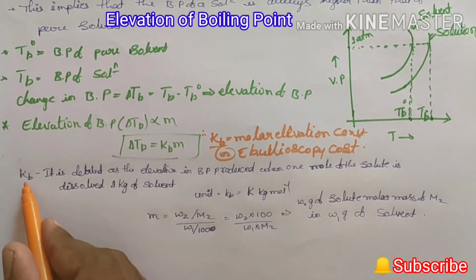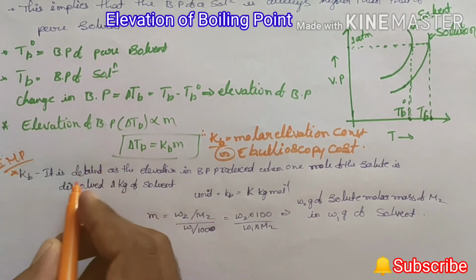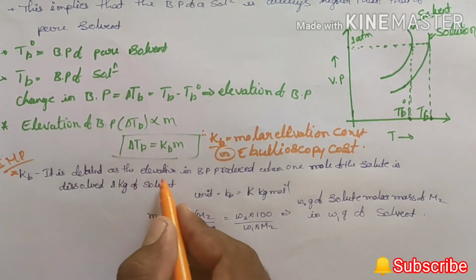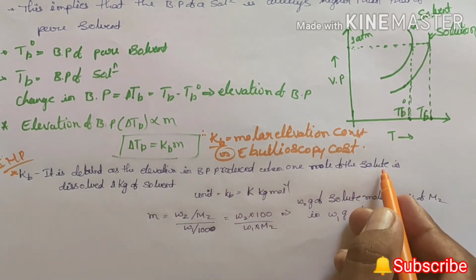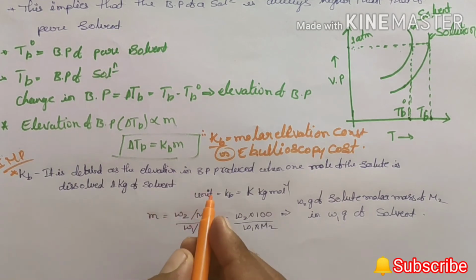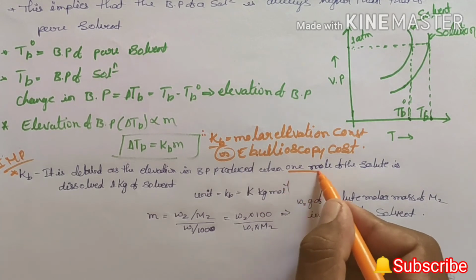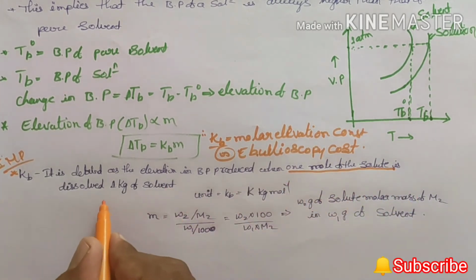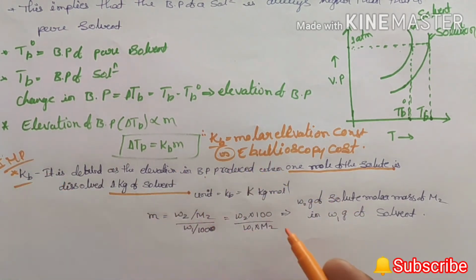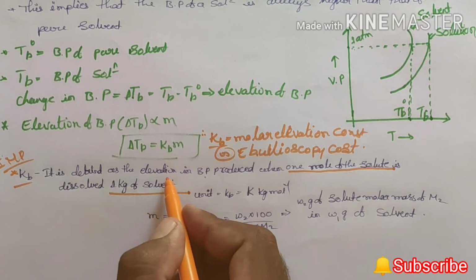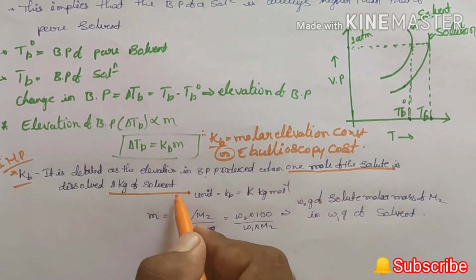The ebullioscopic constant KB, it is very important in your examination, is defined as the elevation of boiling point produced when 1 mole of a solute is dissolved in 1 kg of a solvent.